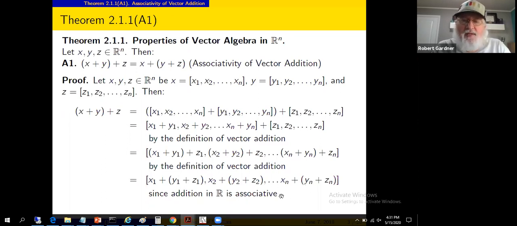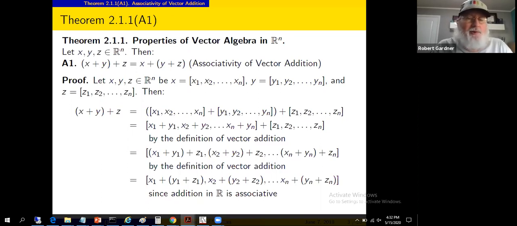So the heavy lifting's done right here. You know the reals are associative, so we've used that property of the real numbers. We took the question of associativity in vectors, turned it into a question concerning associativity of real numbers. Use the associativity there. Now we just gotta unwind it.